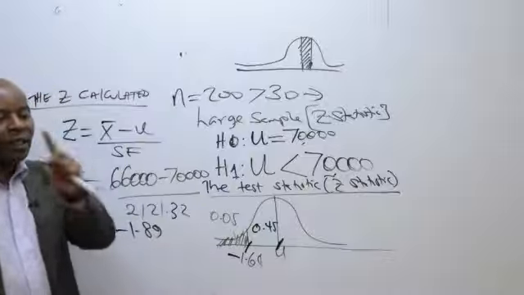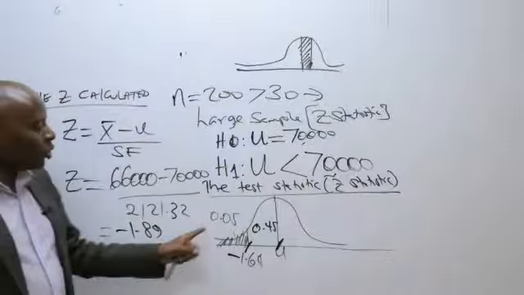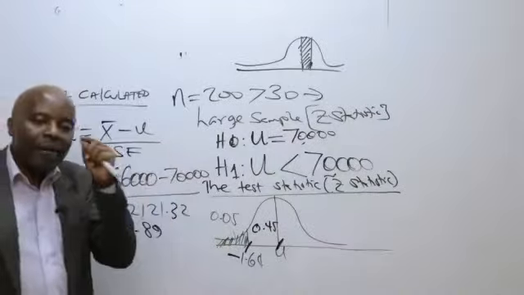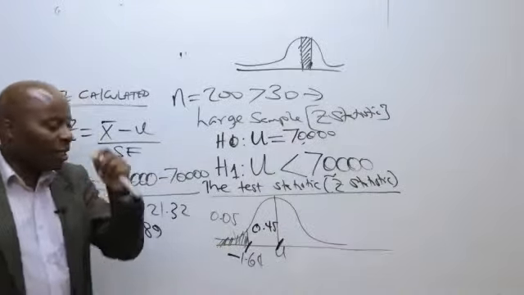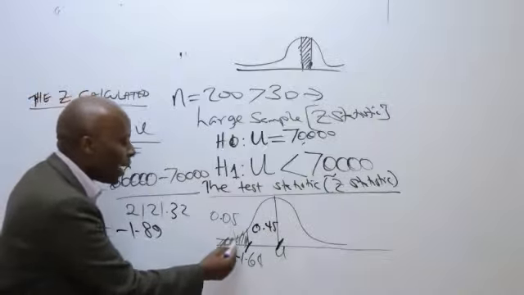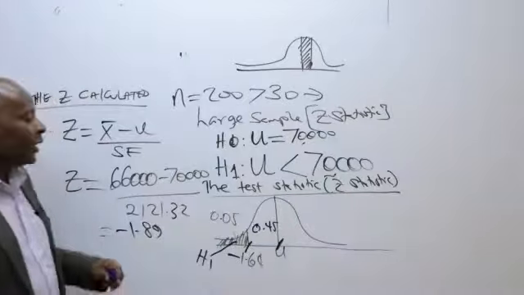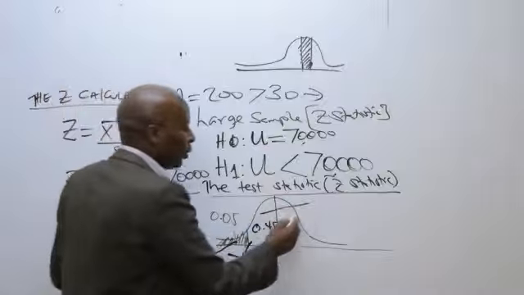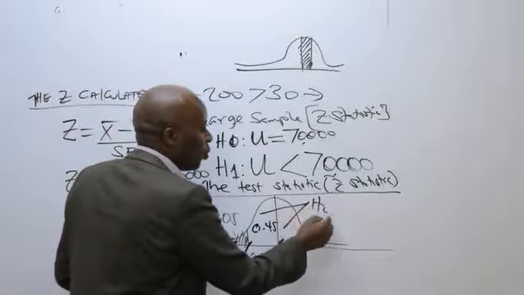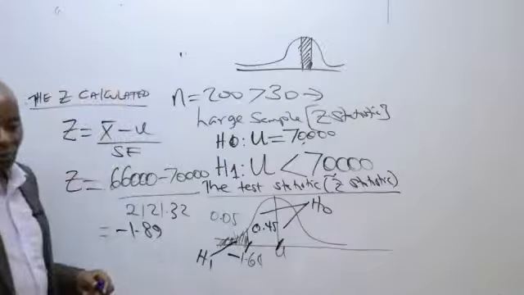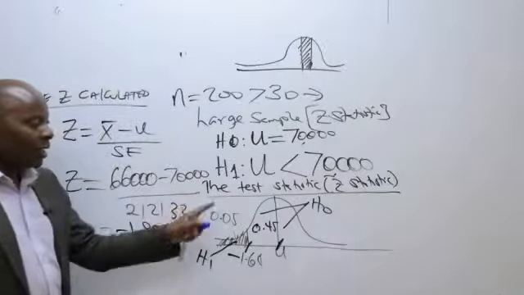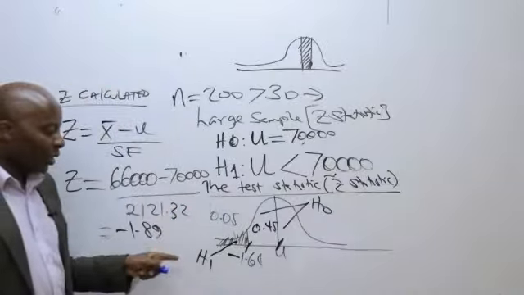There is one thing that I forgot to tell you. Once you have these shadings, remember that the shaded area is an area of H1. And the unshaded area, all these two areas, are areas of H0. Unshaded area is H0, and the shaded area is H1.